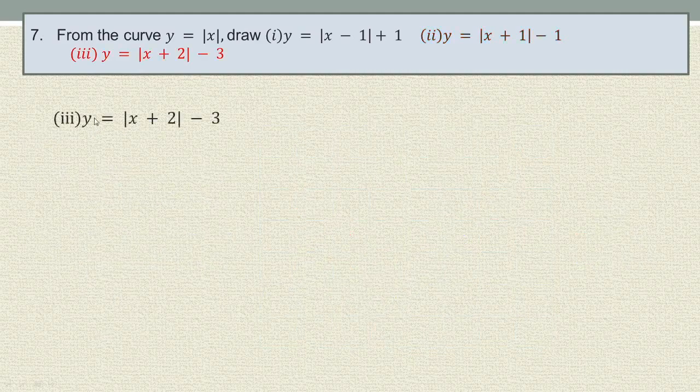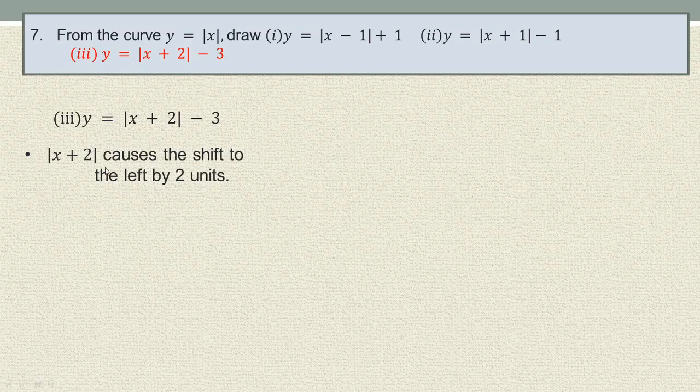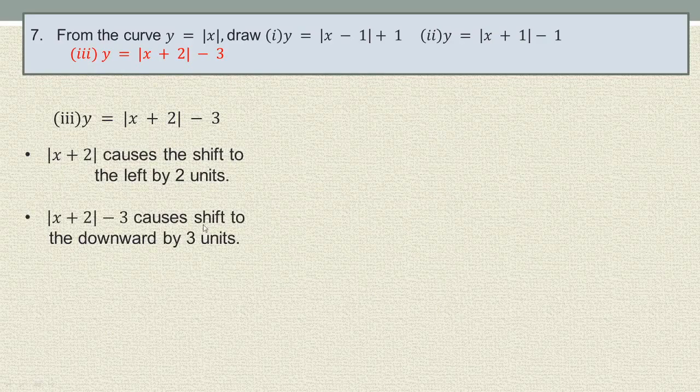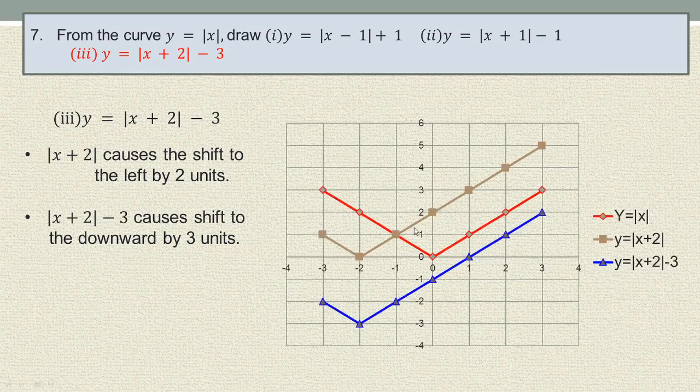And then here y is equal to modulus x plus 2 minus 3. So modulus x plus 2 causes the shift to the left by 2 units, and then this causes the shift downward by 3 units. The red line is the base, and it shifts to the left by 2 units, so 2 points you need to shift, and then it shifts downward by 3 units. So you will get the curve like this.